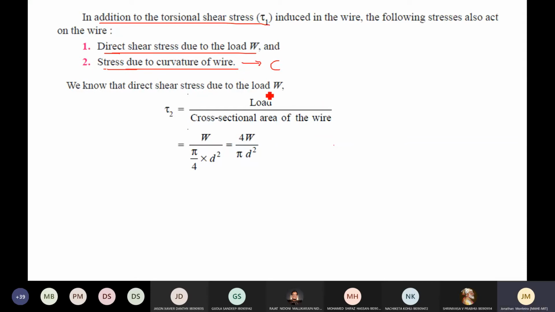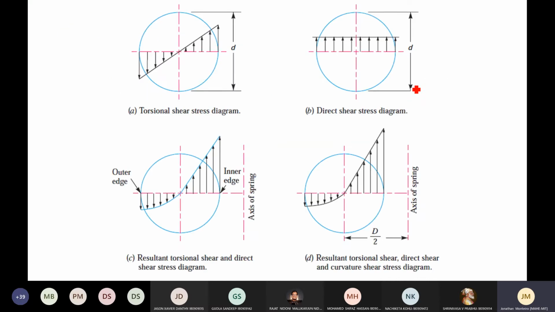Now, if I talk only about direct shear stress, it is a very simple formula: load by cross-sectional area. Considering that the cross-sectional area is circular, we can say W by pi d squared by 4, or 4W by pi d squared, is the formula for direct shear stress. Do I have it in the next slide? Just hold on.